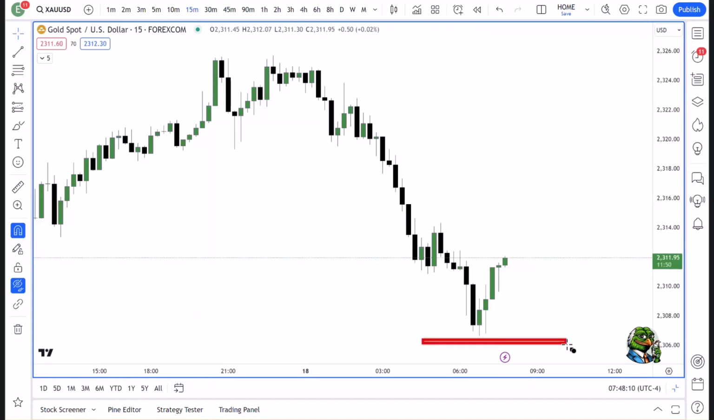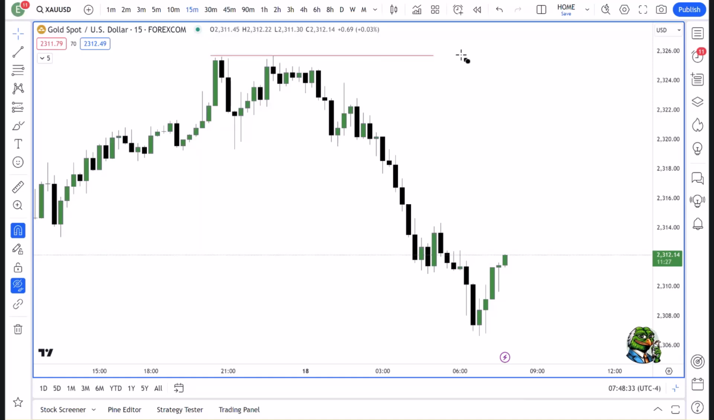We are now at the open of New York. Okay, 8 a.m. Well, we've opened at 7 a.m., so we're approaching that 8 a.m. New York session, and we have a strong bullish bar. Okay, this bar is very strong. I expect the next two bars to be quite bullish.